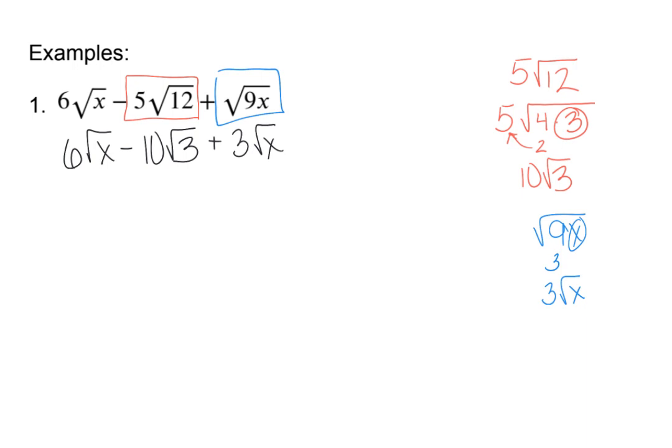Once we've done that, we can see that we actually have 2 pieces that have matching roots. And if they have matching roots, we can put them together. Since those have matching roots, let's see here, 6 root x and 3 root x. When we add them together, that gives us 9 of the root x's.